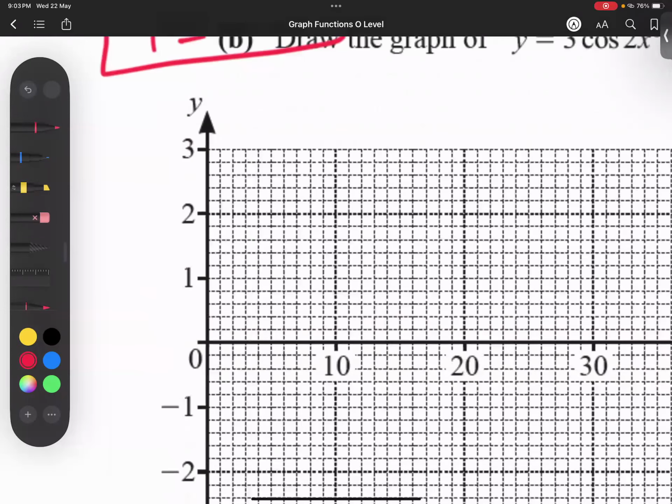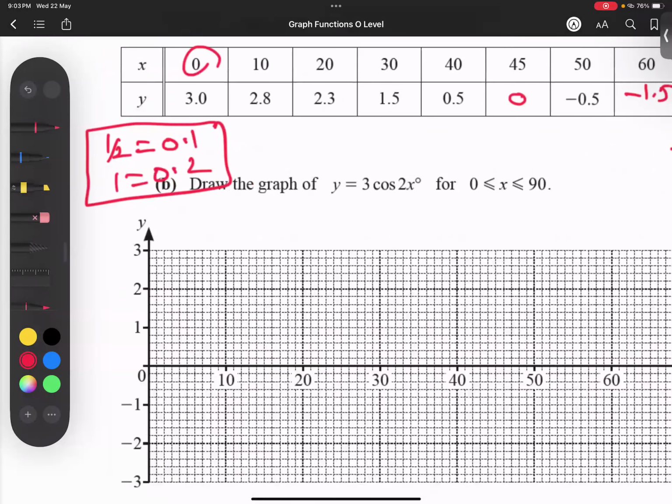Let's move on. First point, x is 0, y is 3. x is 0, y is 0, 1, 2, 3. So this is the point I was looking for. Okay, x is 10 degrees and y is 2.8. Because 1 box is 0.2, 2.8 is actually 1 box below 3. So here, 1 box down is 2.8. So I will mark this point.